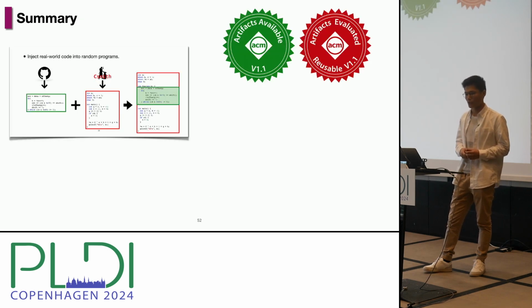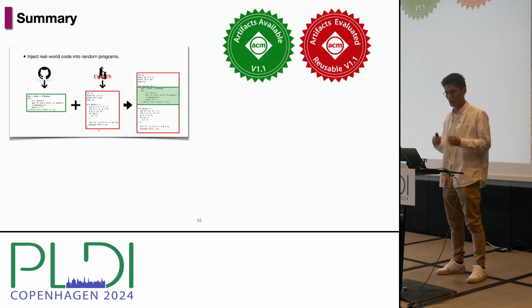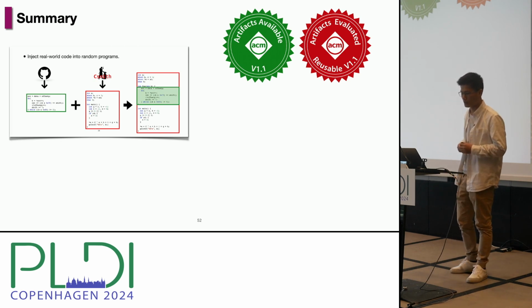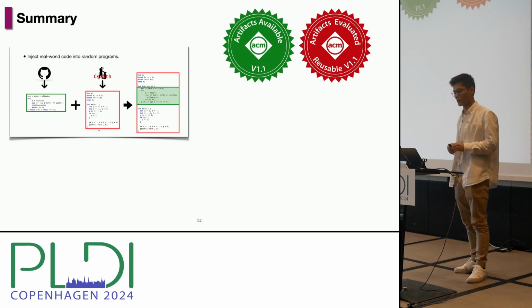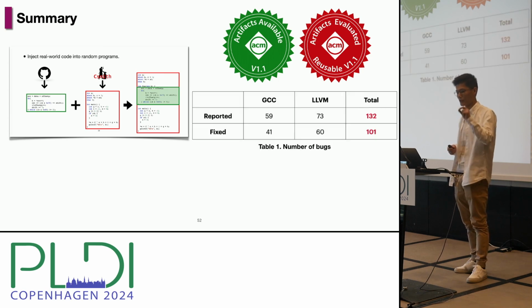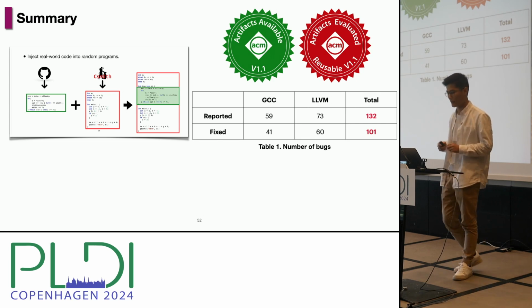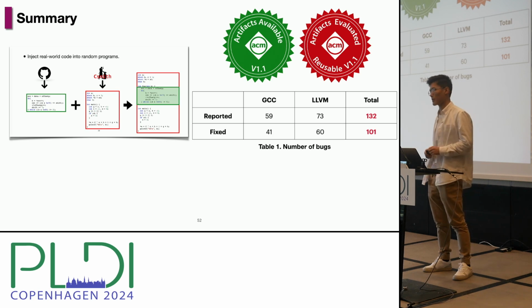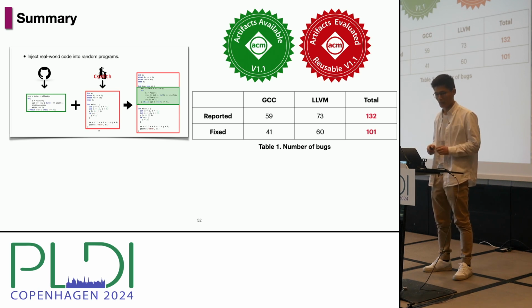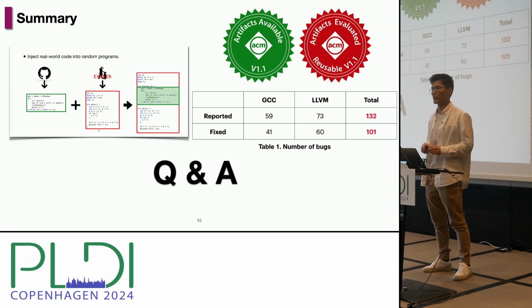So in conclusion, I have introduced a new way of boosting the expressiveness of random programs by injecting real-world code. And our new tool has found a lot of new bugs in production compilers, most of which are miscompilations. And that's all. Thank you. I'm ready to take questions.